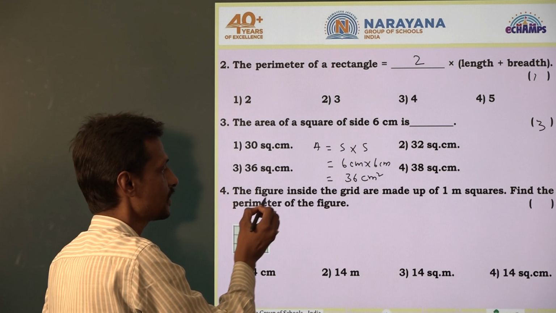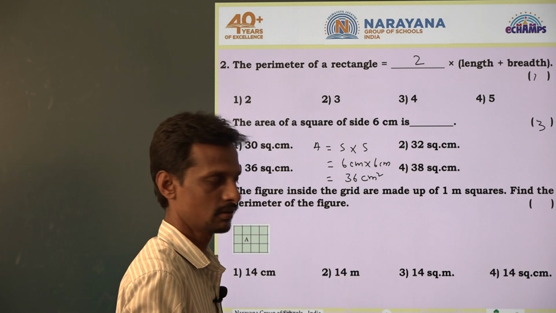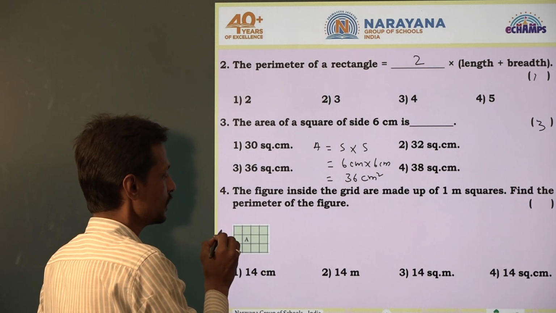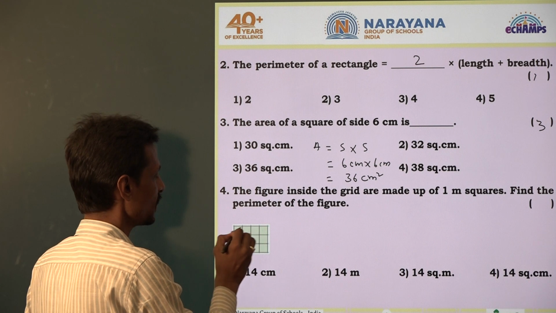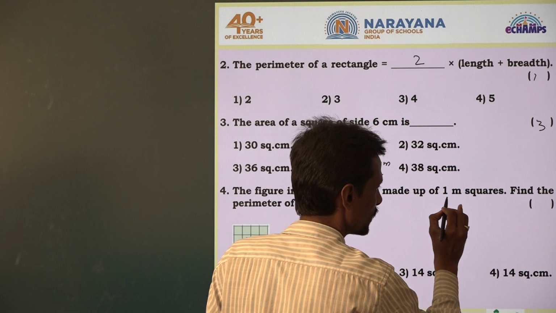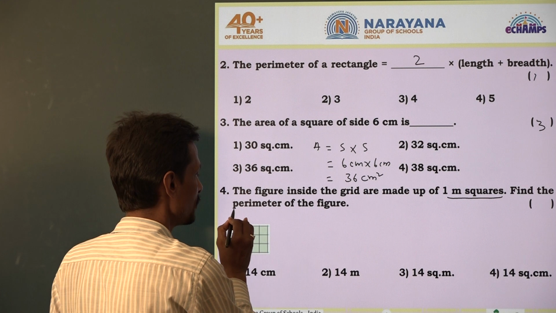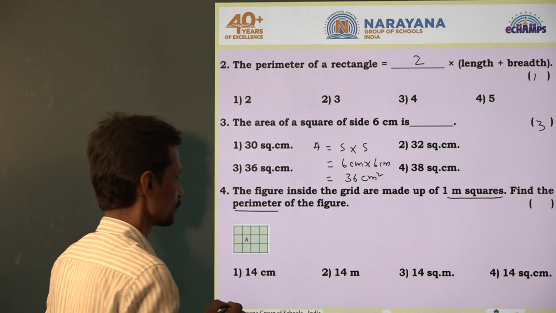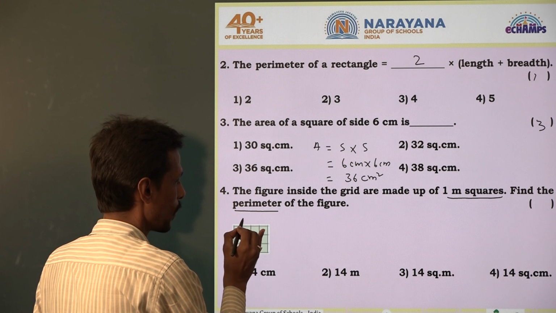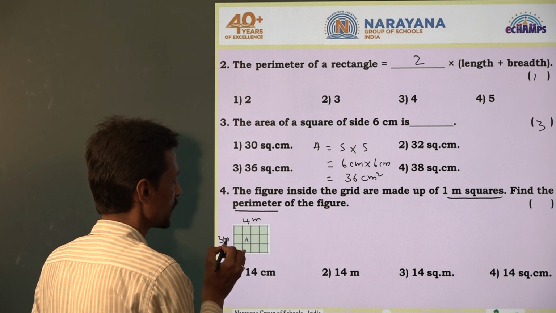Next, fourth one, the figure inside the grid are made of 1 meter square. Find the perimeter of the figure. So here it is a shape of rectangle 1, 2, 3, 4. So it is made up of 1 meter squares. Find the perimeter. So here we have that it is a shape of rectangle. So 4 meter here and here 3 meter.